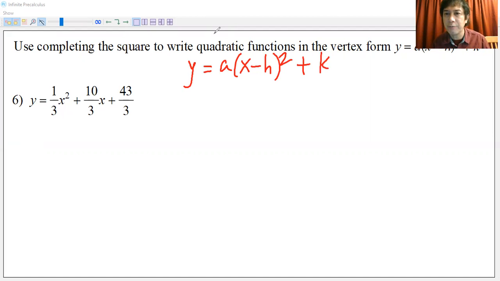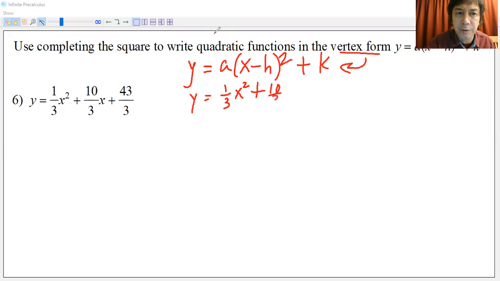That's what you call the vertex form, okay? Vertex form. All right, and so we shall begin with the given. We have here y is equal to 1/3 x squared plus 10 over 3x plus 43 over 3. Okay, so we shall try to make use of the first two terms.